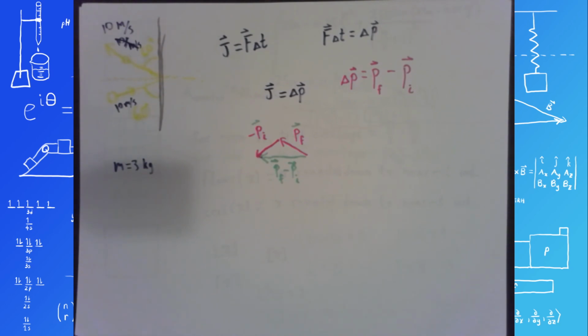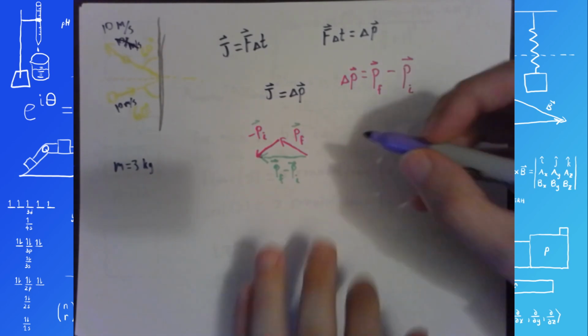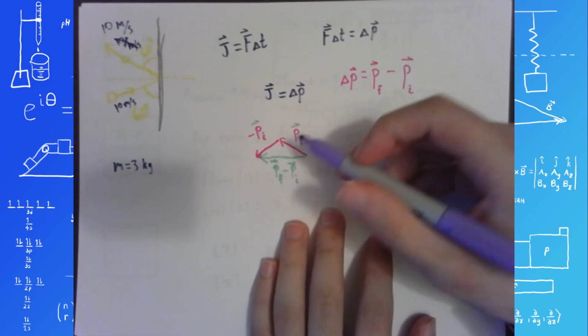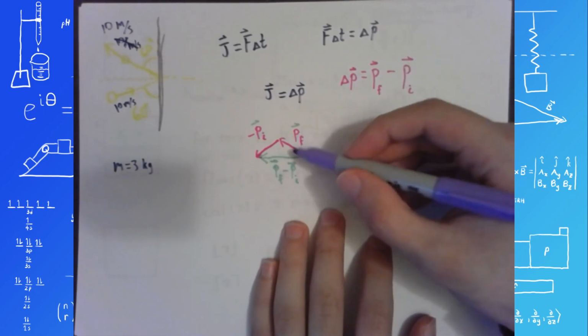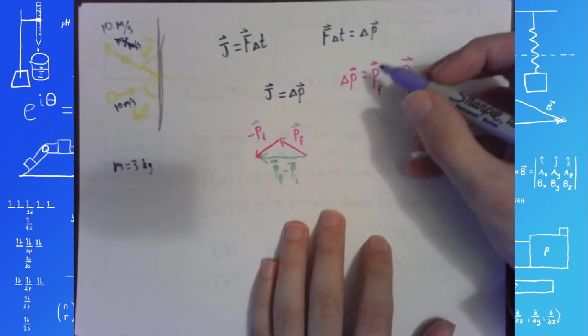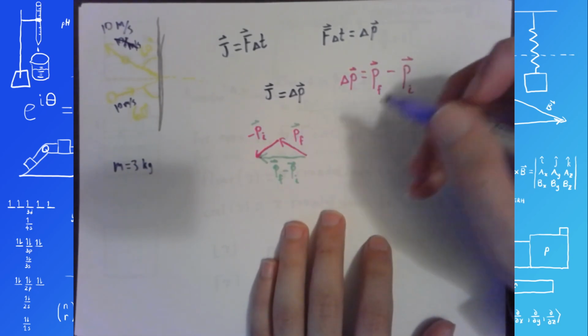Okay, so that means we need to take a look at the components. At least that's one way of looking at it. We could also solve this geometrically, just doing triangle stuff. But when in doubt, components are the way to go.